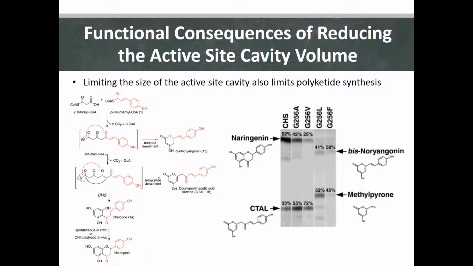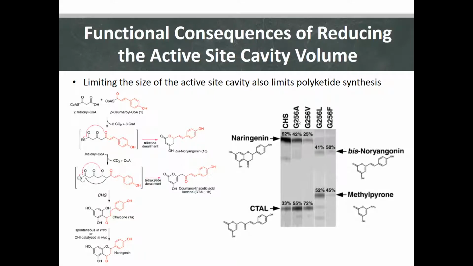If we actually look at the data here, this is thin layer chromatography. You can see for the wild type enzyme, here marked as CHS, the wild type enzyme forms a mixture of naringenin, so 62% naringenin, but still about 33% of this CTAL off-pathway product. So even the wild type enzyme isn't perfect. That's fine, but that gives you your point of reference here.